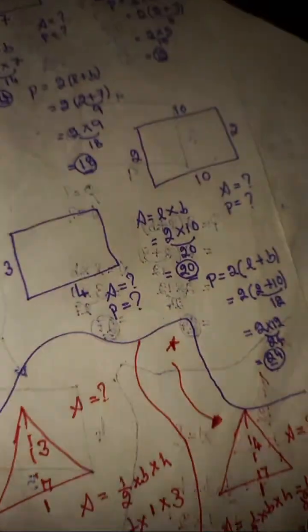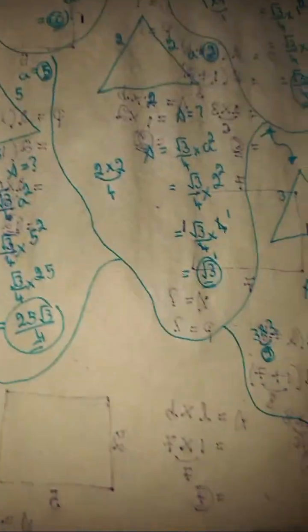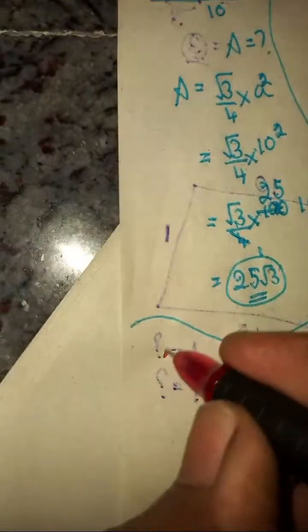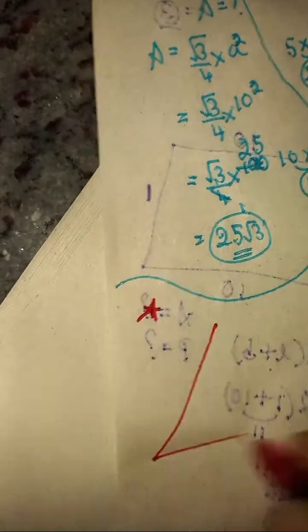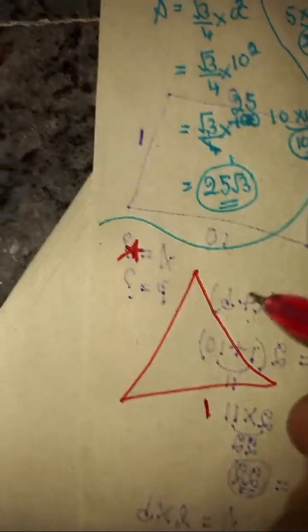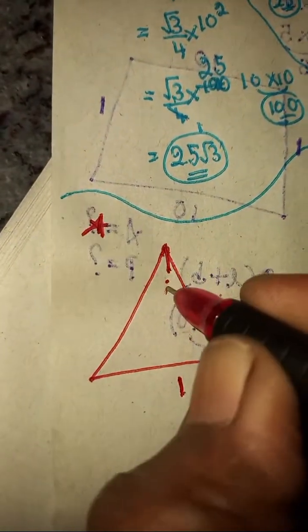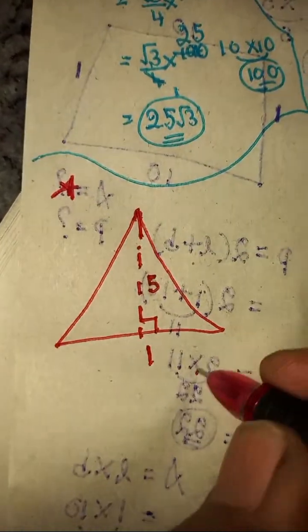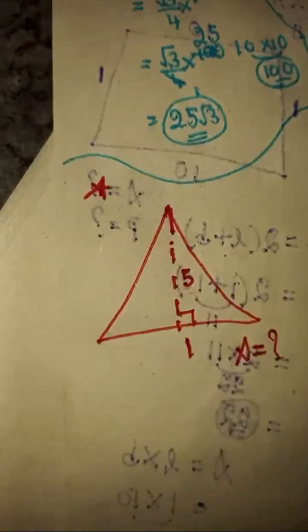Let's do more problems of this. I'm going to take another one. Here they have given this triangle, this base length is 1 unit and the perpendicular height is going to become 5 units. Now you need to find out what's the area of this triangle.